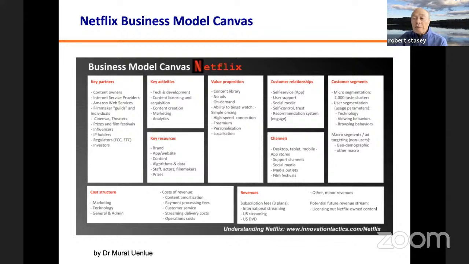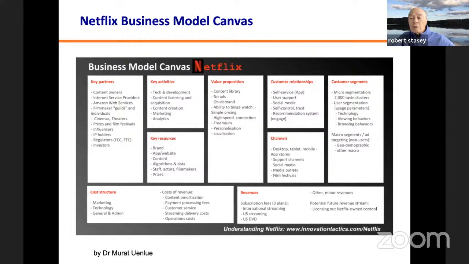Prizes and film festivals. These are strong promoters and influencers in the industry, and they help get the word out. You have other influencers, magazines, TV shows, and others covering the film industry, and that gave free promotion and, you could say, criticism of the film, which may have helped the viewing of films by users on the Netflix platform. You also have IP holders such as Marvel and others who can license their IP to Netflix so that they can create even more content.